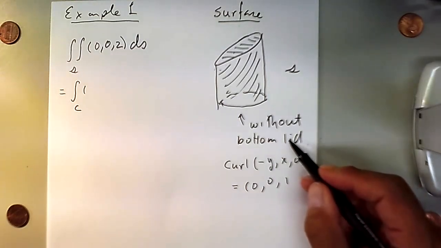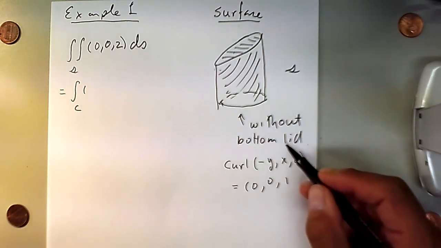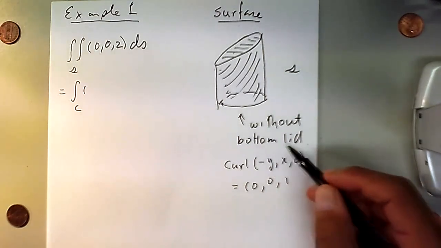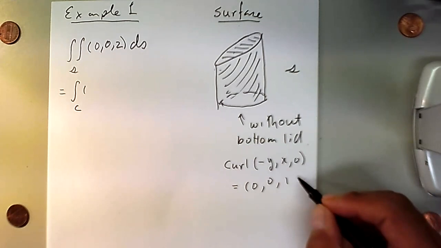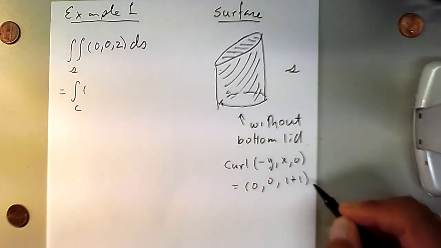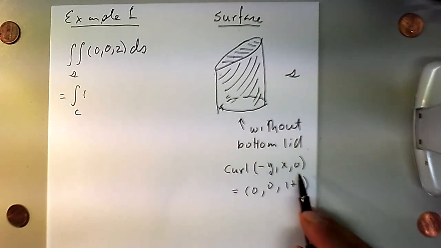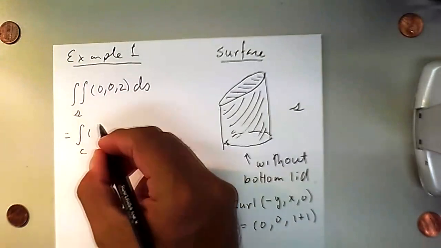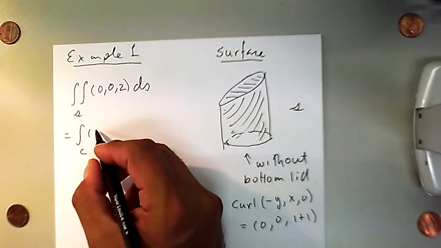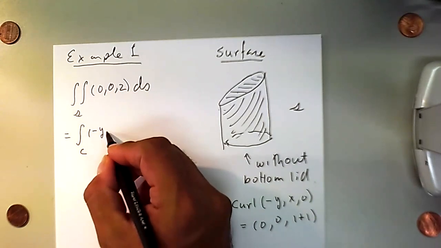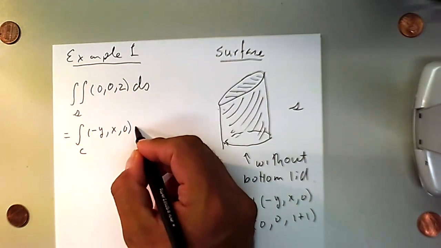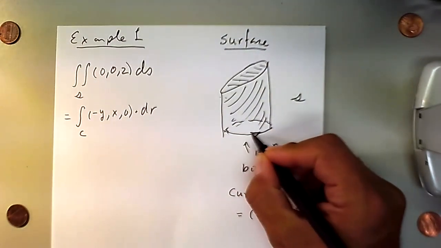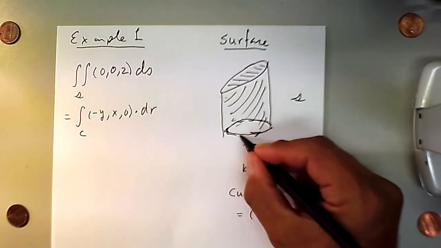And then the derivative of negative y with respect to y, that would be 1. And then work out the negatives, because there's a negative here, and a negative from the cross product. So we end up with 1. So indeed, the curl of this vector field is 0, 0, 2. So according to Stokes theorem, this is the same thing as the line integral of negative y, x, 0 dot dr, where r would be this path, just this circle.